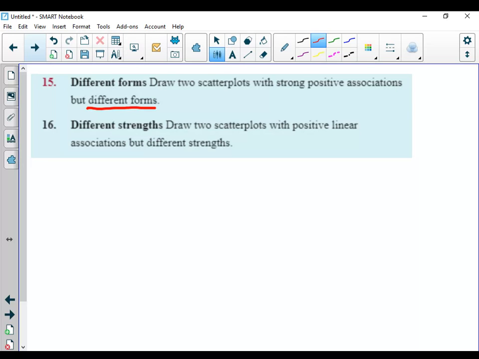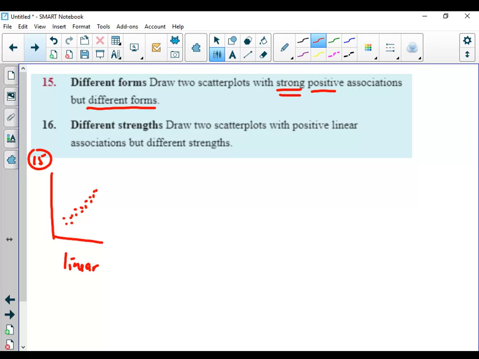If it's strong, that means all the points are together, very close together. We know positive means it's going to be increasing as we go along. So let's say I made one that was linear. That's probably the easiest one to make because that's more like what we have been doing. So I would just want to make something where they're close together and they're going upward, but it looks like they're in a line. Okay, so that would be one form.